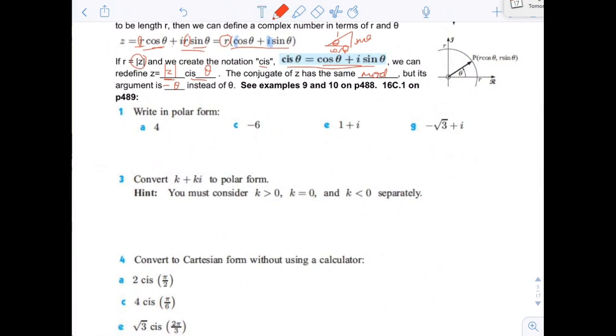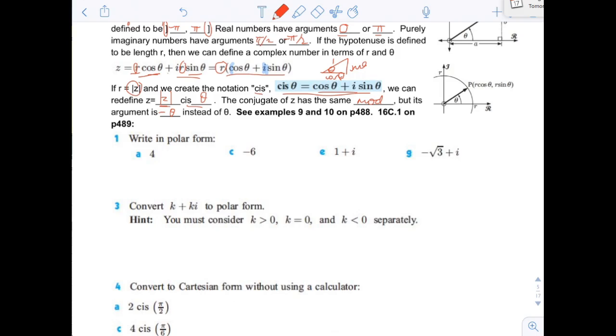Okay, write in polar form. Okay, so we got 4, which is just a positive real number. So the cis value would just be 0 degrees. Okay, so we would have 4 cis 0. What about negative 6? Negative 6 has a magnitude or modulus of 6, and the cis value would be pi, because it's extending to the left, right? 4 cis 0 is 4 units to the right. Negative 6 is 6 units to the left, also known as 6 cis pi.